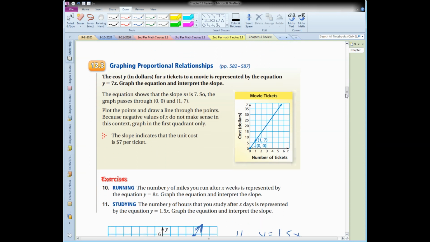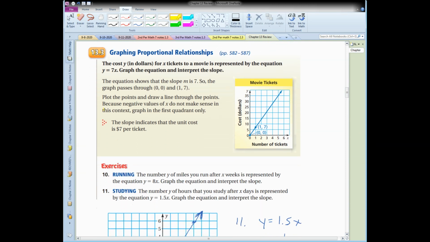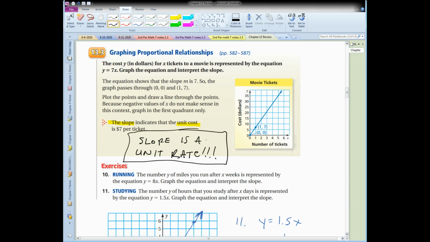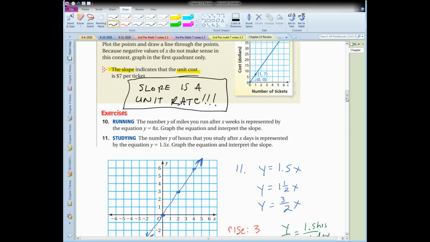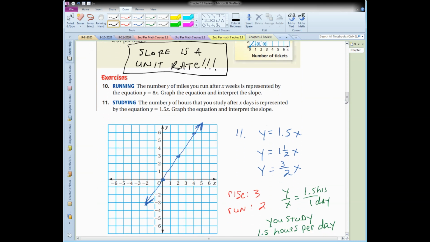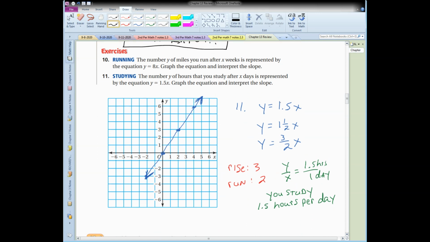Graphing proportional relationships. Okay, remember, slope. The slope is a unit cost or a unit rate. Okay, so that's important. The slope of a line is a unit rate. Slope is a unit rate. Don't forget that. It's important. And that can help you when you want to interpret graphs.